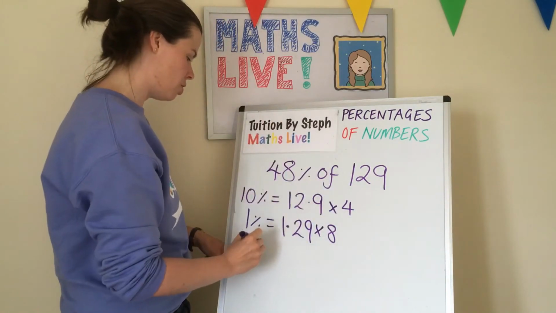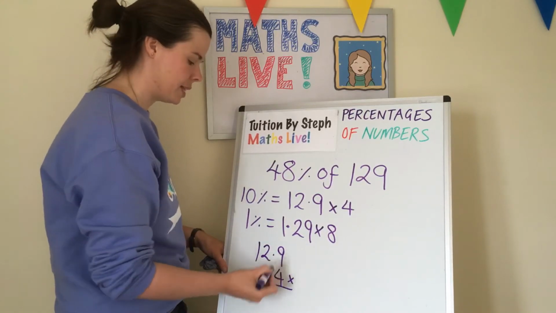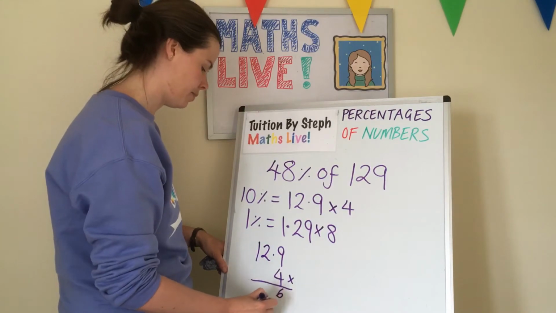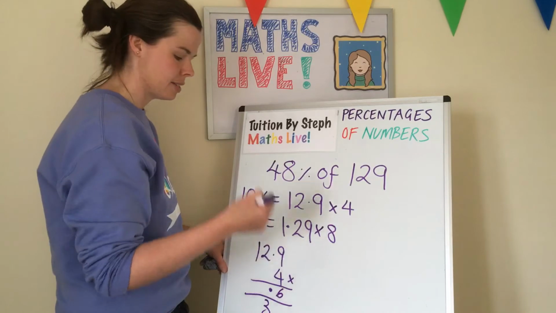So we now need to do 12.9 times by 4. So 1 9 is 9, 2 9s are 18, 3 9s are 27, 4 9s are 36. Don't forget my decimal point. 2 4s are 8, so 9, 10, 11.